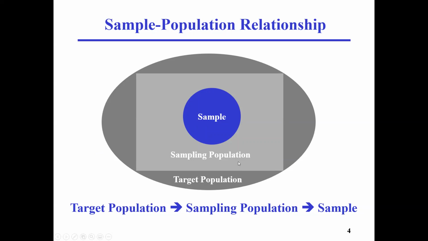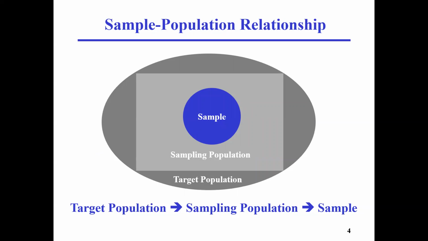For example, I want to survey the commuting time for young people between 20 years old to 35 years old in this 1 million population city. So sampling population is people between 20 years old and 35 years old, and also who commute every day. That's sampling population. So sampling population is a subset of target population. And within a sampling population, we draw our sample.